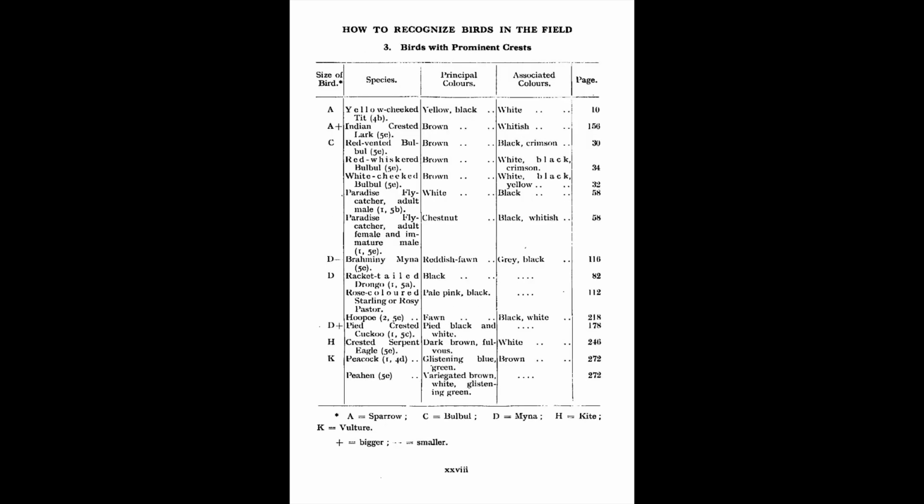We can go through the list by eliminating the birds that don't fit the description based on parameters such as shape and color of the bill, prominent colors of the bird if you are looking under birds with a prominent bill. If you are looking under birds with a prominent crest, you can eliminate birds which don't fit based on principal colors and associated colors.